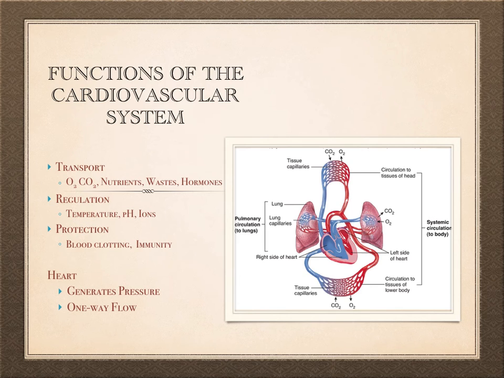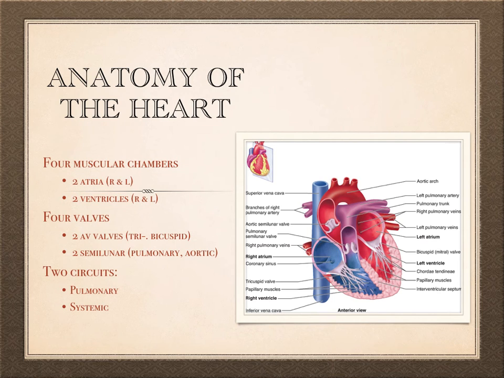So the right side of the heart serves the pulmonary circulation. The left side of the heart serves the systemic circulation. This is a key feature of the heart, that it's two pumps, and we have this double circulation, one to the lungs and one to the body tissues. So if we look at the heart itself in a little more detail, we can see the heart is made up of four chambers.